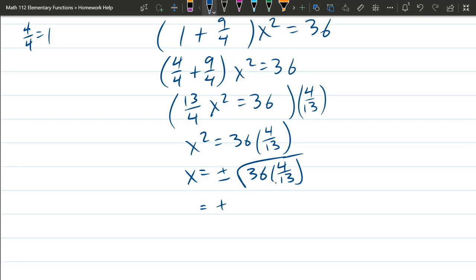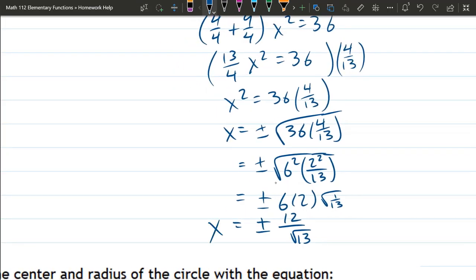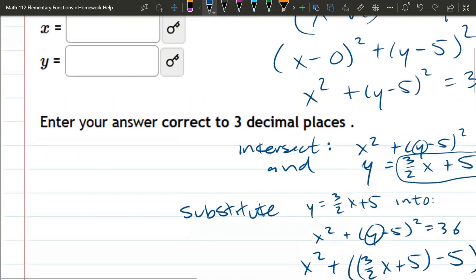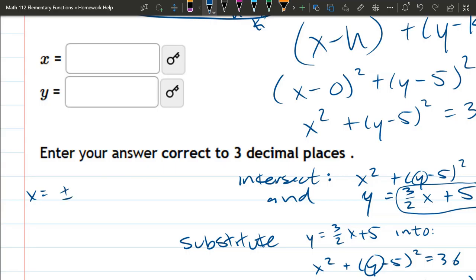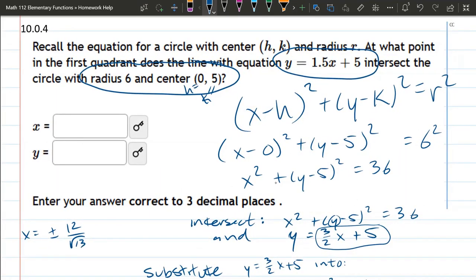Okay, so let's reduce this a little bit. This is actually very easy to reduce because I remember the 36 is 6 squared. The 4 is 2 squared. Unfortunately, the 13 is just 13. It's a prime number. It's not going to factor. So you can bring the 6 out times the 2, and you're left with square root 1/13, which we can write as plus or minus 6 times 2 is 12 over the square root of 13. But of course, you don't need to write the square root of 1 because that's 1. So you can just write it as plus or minus 12 over square root 13. It's talking about decimal places here, so you may need to turn this into a decimal, and you can use a calculator for that.